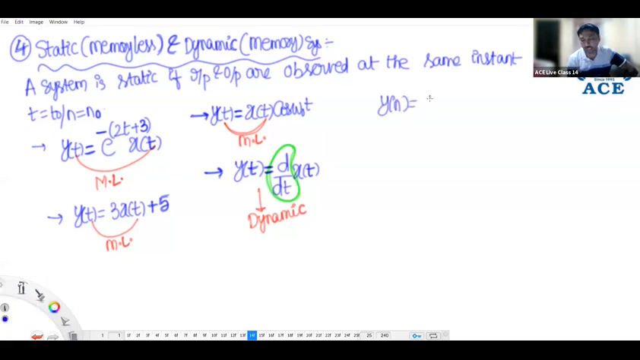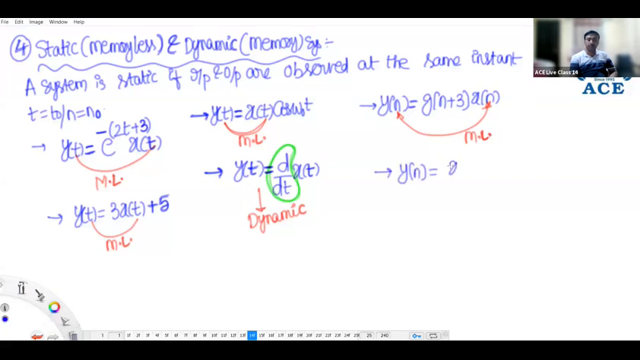y(n) equals g(n) plus 3 times x(n), a discrete system. Again, what we are checking is output index versus input index. We don't bother about the extra multiplier; it is static. x(3n) is a jump, decimation. If I take output at 1, we need input at 3.